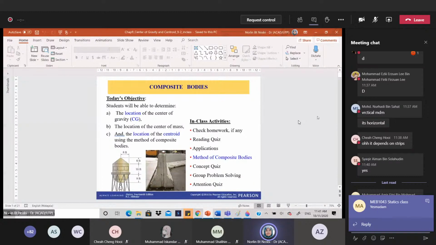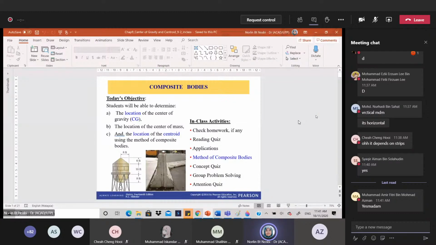Now we're still in chapter 9. This one, part 2, is on composite body. You need to find the location of the center of gravity. Same goes, you need to find the center of mass, and then you need to locate the centroid. However, part 2 is on the composite body.